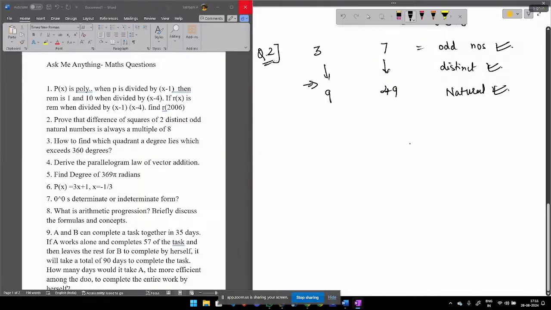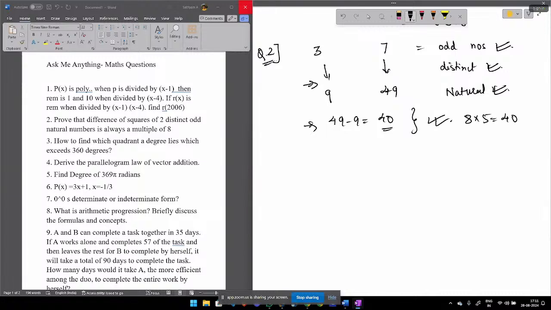49. Okay, now what are they saying, कि इनका जो difference है of these two numbers, what is the difference over here? 49 minus 9 is 40. Okay, they are asking us to prove that the difference is always a multiple of 8. तभी is 40 a multiple of 8? Yes, 8 into 5 क्या रहता है हमारा? 40.